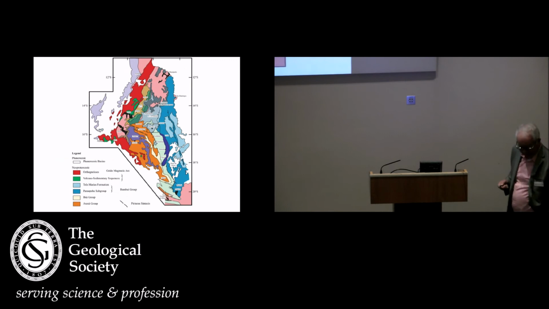In the Brasiliano collage, we have three major fold belts. The west one is called Tocantins, the northeast one is called Borborema, and the southeast is called Mantiqueira. This is the central one. You can see here this long fold belt that comes from Rocklides in Africa up to Serra de Córdoba in Argentina. I will talk about this massif here, Massif Central Goiás, and this massif here.